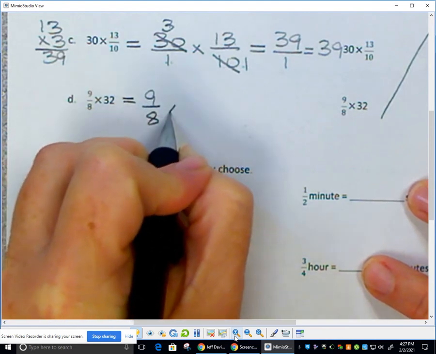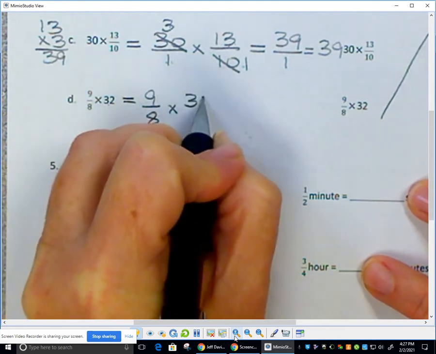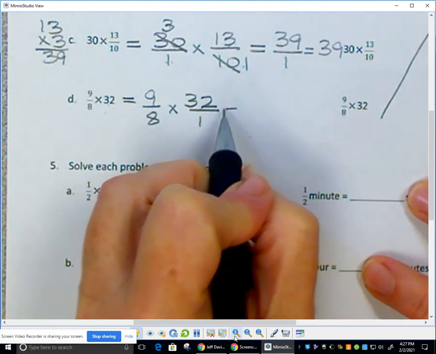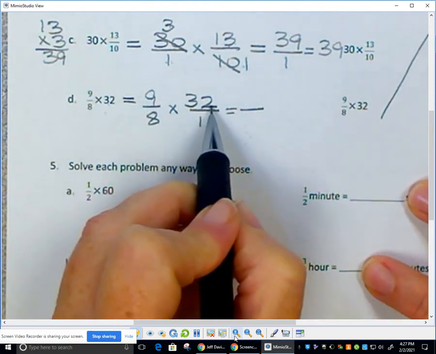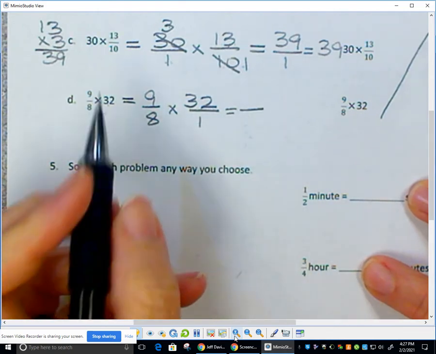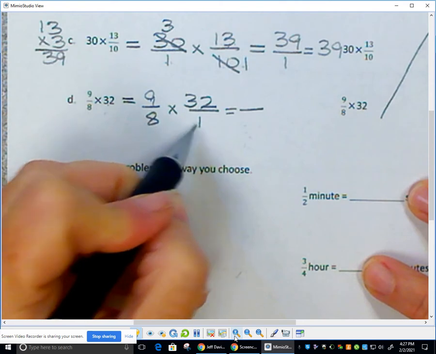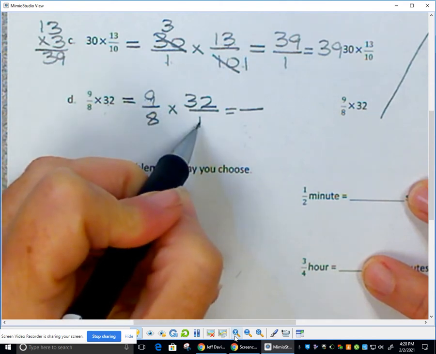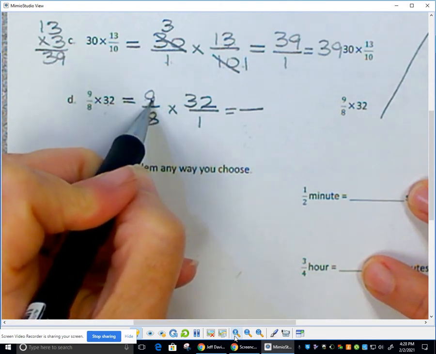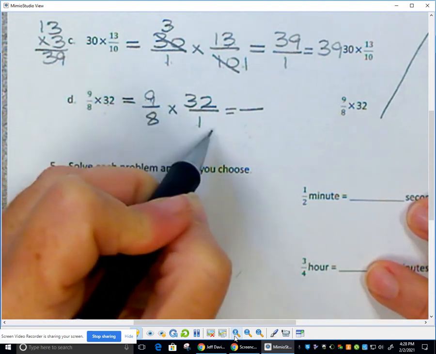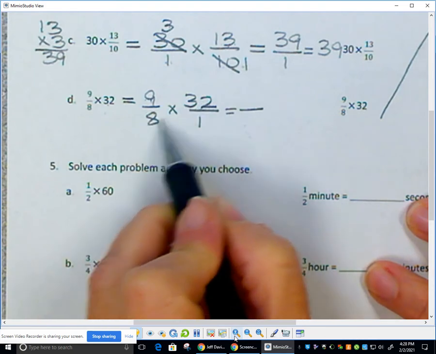9/8 times, I'll take 32 and slap a 1 under it, equals, see, 9 times 32, nobody wants to do that. So let's cross cancel. 1 and 9. Take the lowest number, see if it'll go into the largest. 1 will go into 9, 9 times. Nothing will change. 1 will go into itself 1 time. Leave these alone.